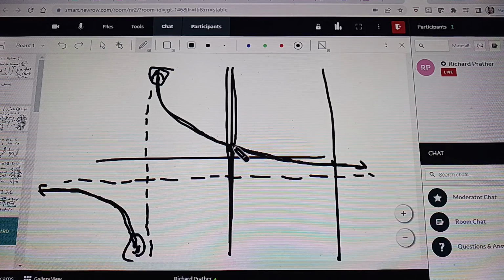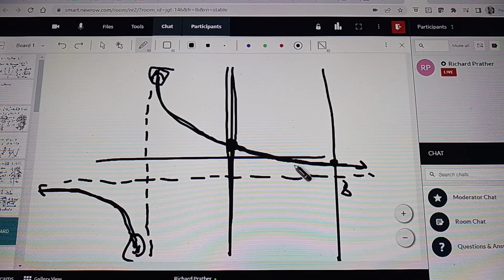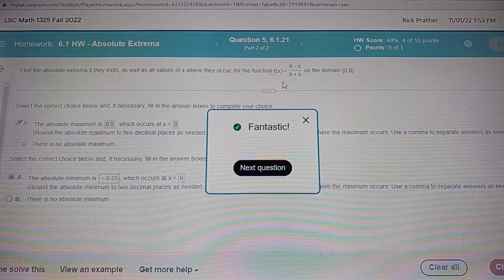And notice the highest it ever gets is when you start that interval, and it keeps going down. The lowest it ever gets is when you stop counting at 8. So when x is 8, you've reached -0.25. When x was 0, you started at 0.5, literally. So this makes sense on the graph, if you know how this graph works.